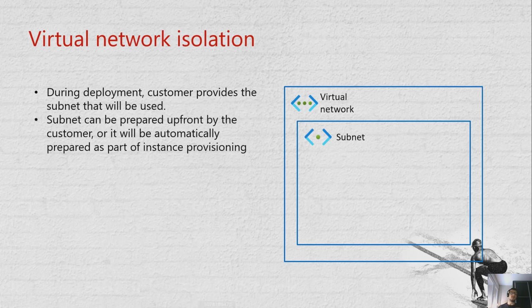This subnet needs to satisfy certain rules. So you need to prepare it, or the system will prepare it during the instance creation. For this, there are already ready scripts that can be used. But if you don't want to bother with this, you can simply create an empty subnet, select it during instance creation, and the deployment process will prepare that subnet.